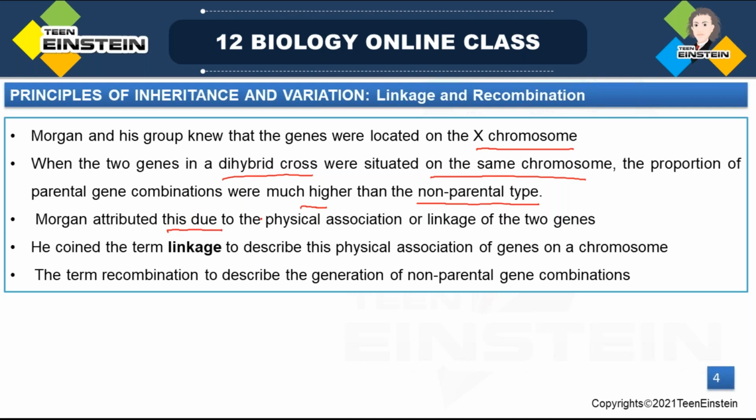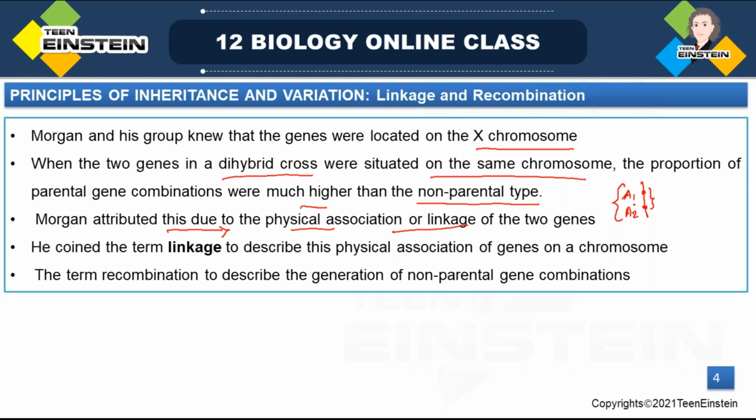Morgan finally made a conclusion that due to the physical association, or linkage, between these two genes, here we explained about two genes, and he got an idea that all these genes are located on the same chromosome, and there is some kind of physical association between them. So the genes have some physical association. That's what they called linkage.